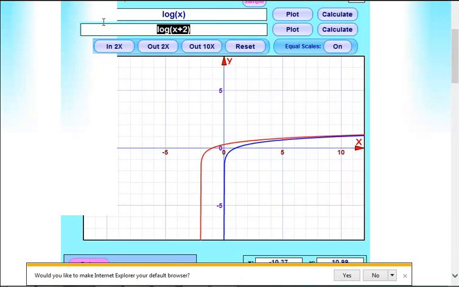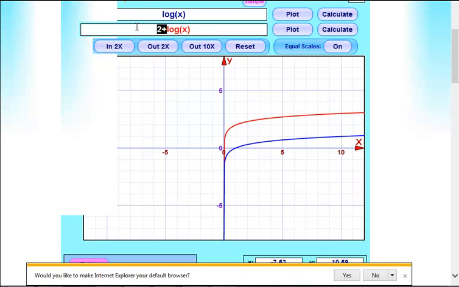All right, so let's do the 2 plus log x. And typically, if you just add a number, it just goes up. And look at that, does the same thing. So if you're just adding or subtracting a number that's not with the x, it's just going to move the whole thing up or down.